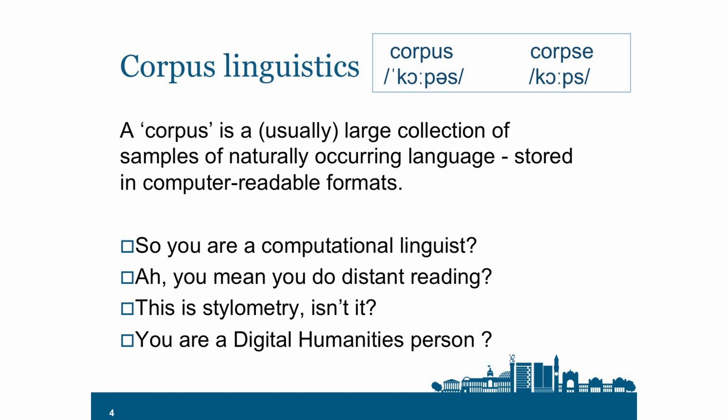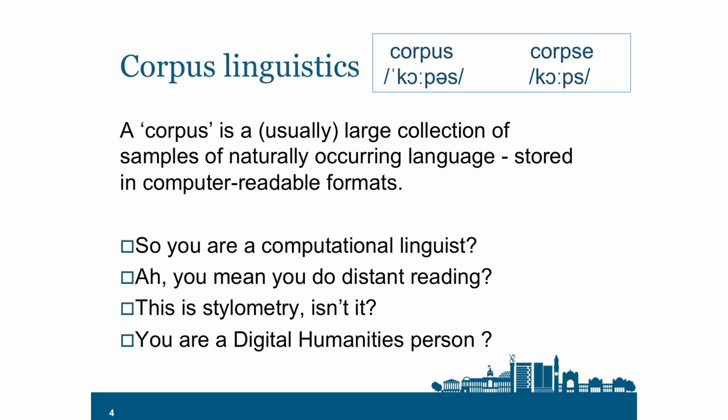When I say this to people, what I get is various things. So people would say, you're a computational linguist. And I say, no, I'm not really. Or that means you do distant reading. I also don't do distant reading. So this is stylometry, and it isn't stylometry. And you are a digital humanities person? And I think, okay, that is probably one I'd give them. So that is kind of in the area where this is.